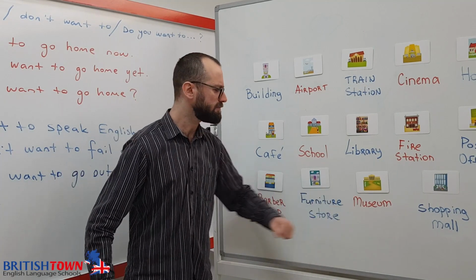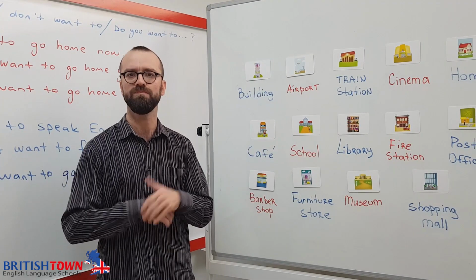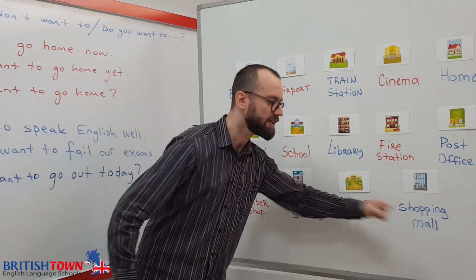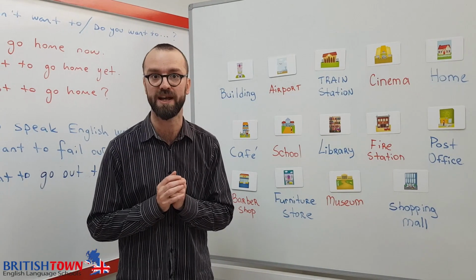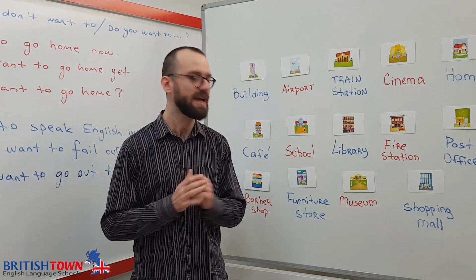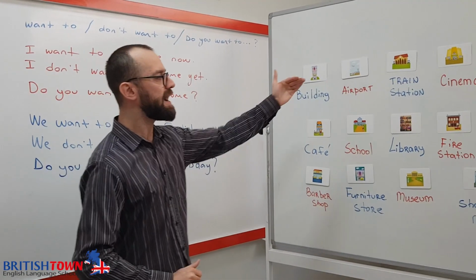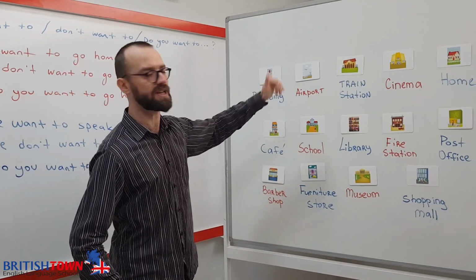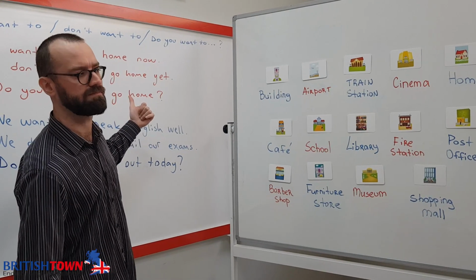And museum. We use the same word in Turkish, right? Museum. And finally, shopping mall. Oh, we have a shopping mall in Çanakkale. It's called Ünite Burada. Yes. Now, let's make some sentences by using these words. And I will be using these words, and also I'm going to try my best to use want to structure.